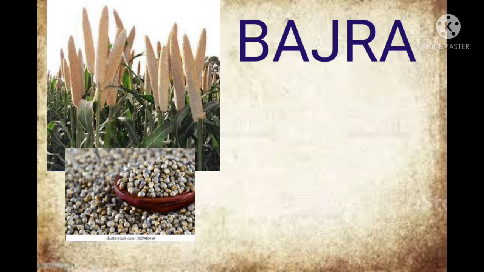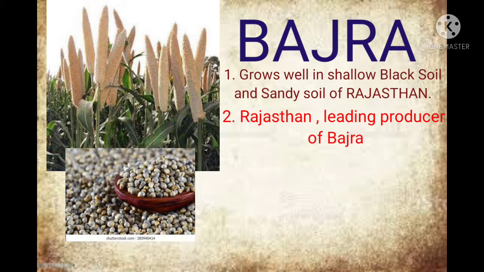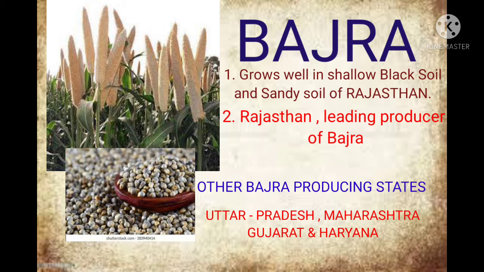Similarly, bajra grows in shallow black soils and sandy soils of Rajasthan. Rajasthan is the leading producer of bajra, which forms an important part of the diet in these regions. Other important bajra producing states are Uttar Pradesh, Maharashtra, Gujarat and Haryana.